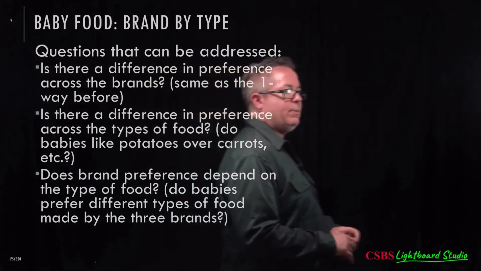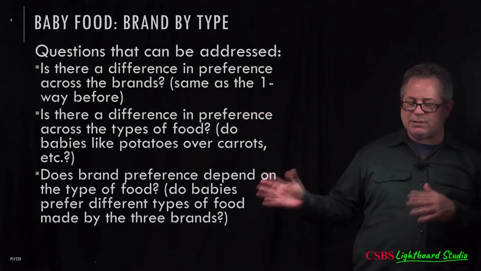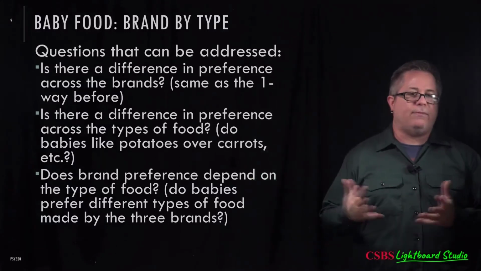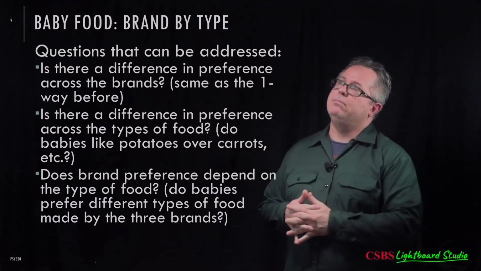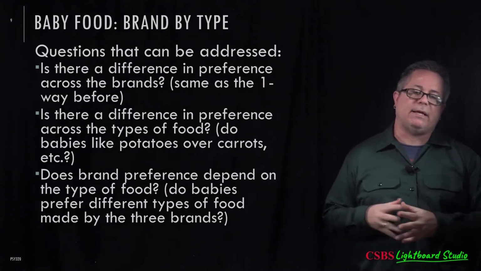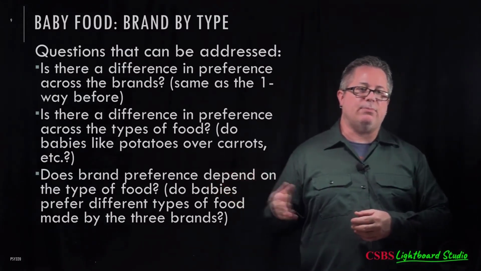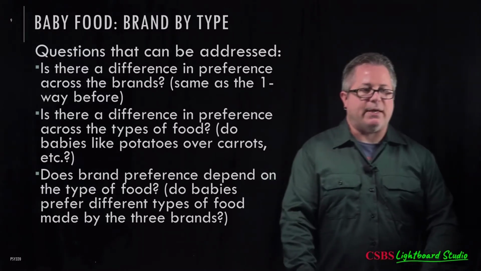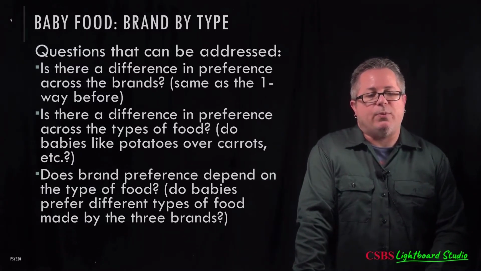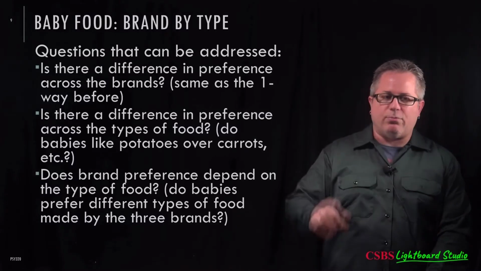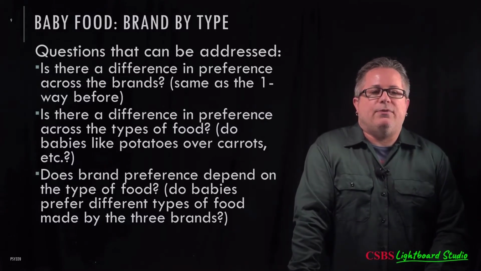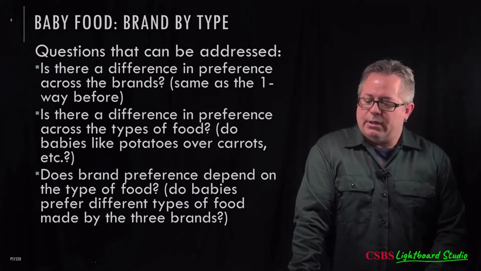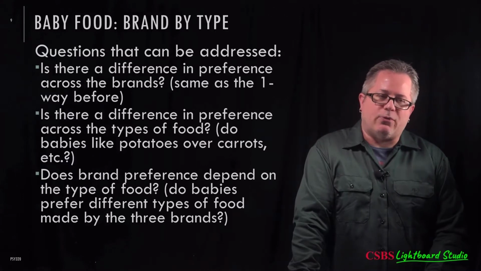So those are questions that can be addressed by this. We talked generically about the video games and gender, but what about for this baby food, brand versus type? Is there a difference in preference across the brands? This is the same question. This is a main effect. It's the same question we asked previously in the one-way ANOVA. Do babies prefer one brand over another? Is there a difference in preference across types of food? This is a different question that we may not be that interested in overall, but it's there.